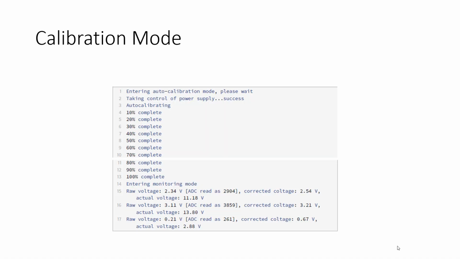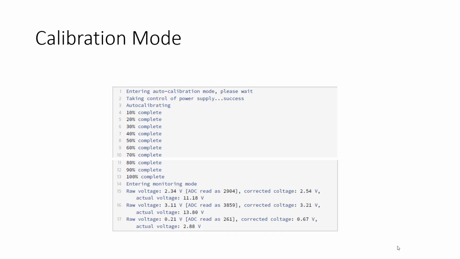Once this is done, this is what it ought to look like. You're printing out, entering auto calibration mode, taking control of power supply. Your code should know whether it did that successfully or not because of the feedback it gets on the UART. That's why it says success here. Auto calibrating, it goes through a sequence, prints out the progress in 10% increments, and then goes into entering monitoring mode.